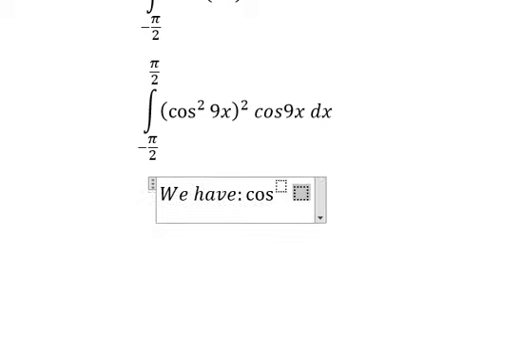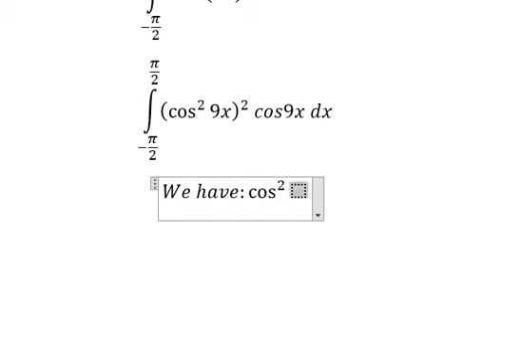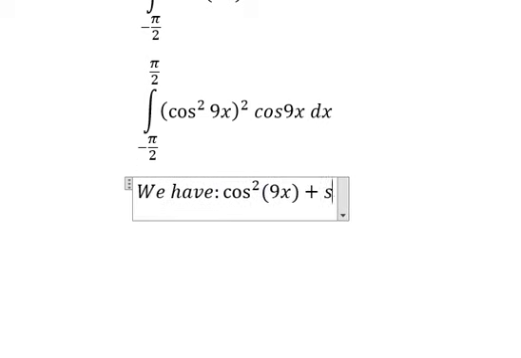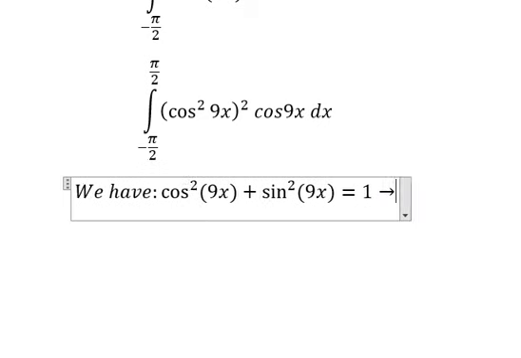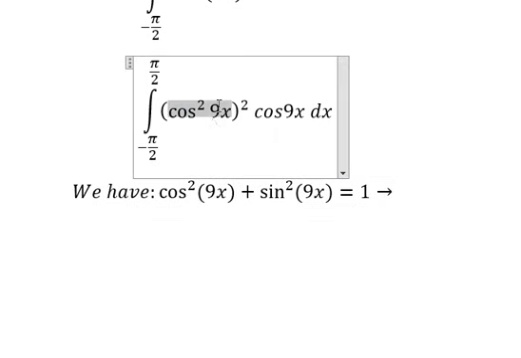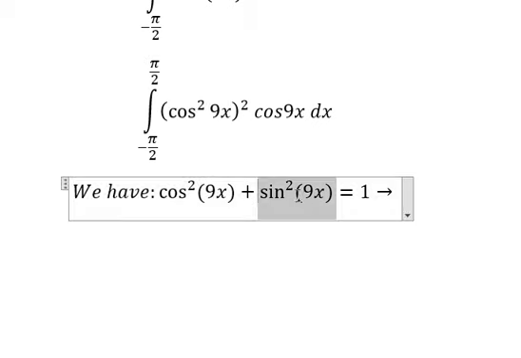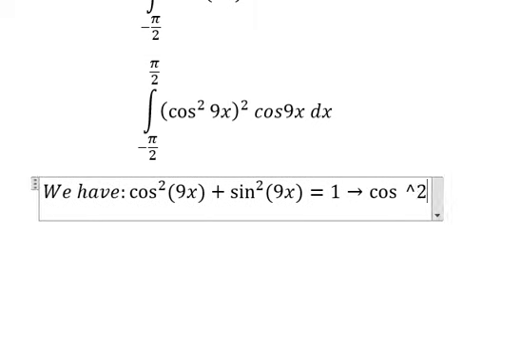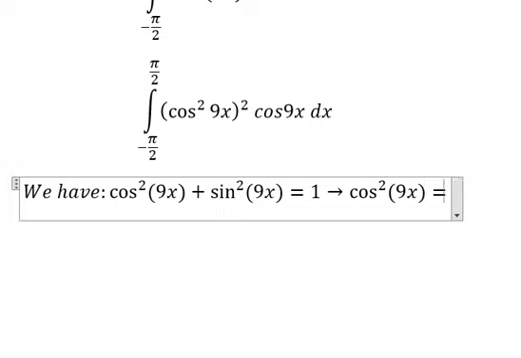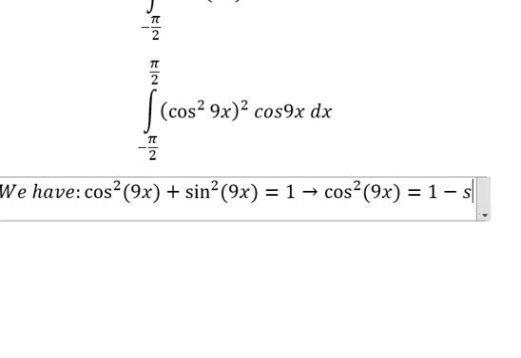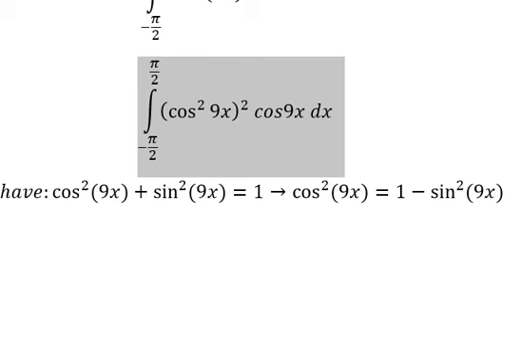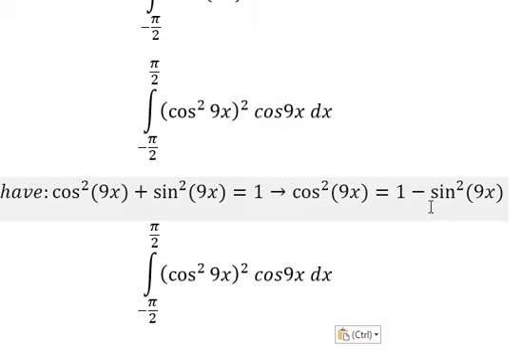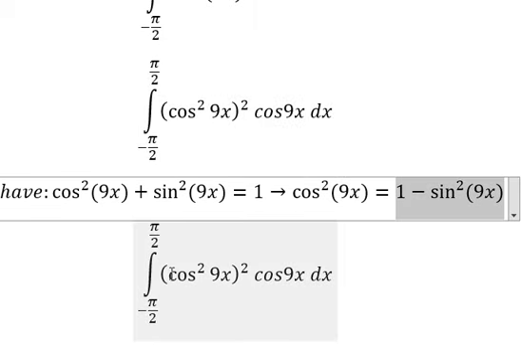Cosine 9x squared plus sine 9x squared equals 1. Because we have this identity, I will move this one to the right and put it in here.